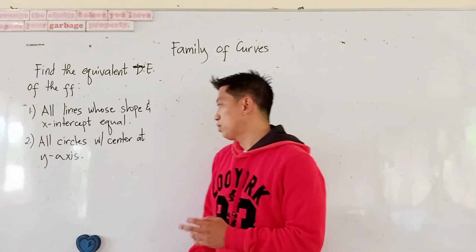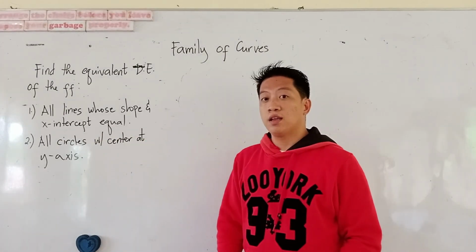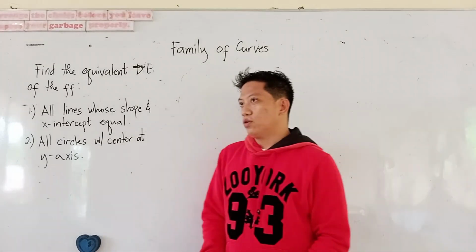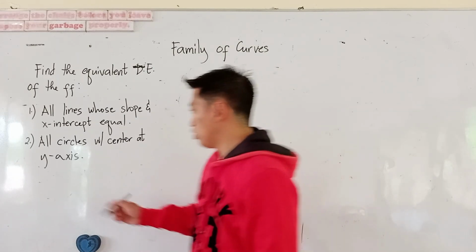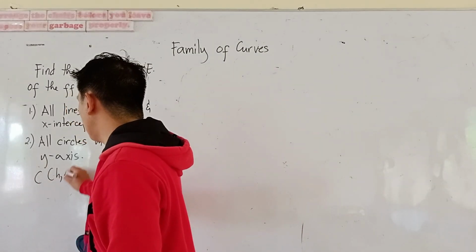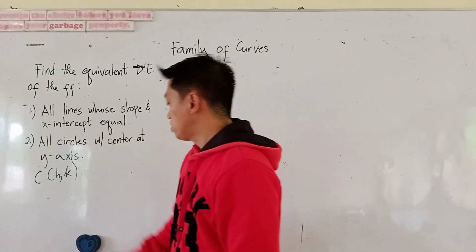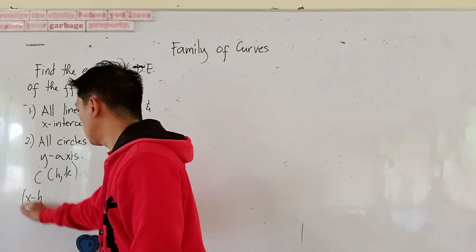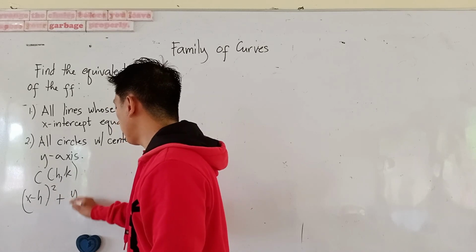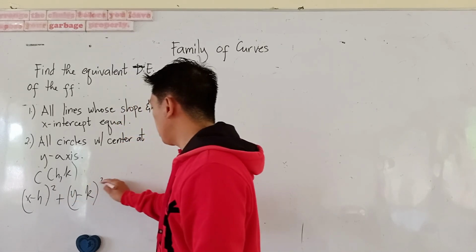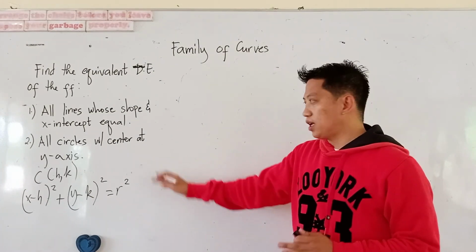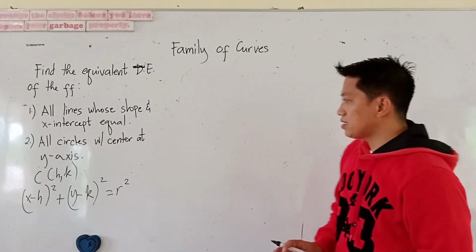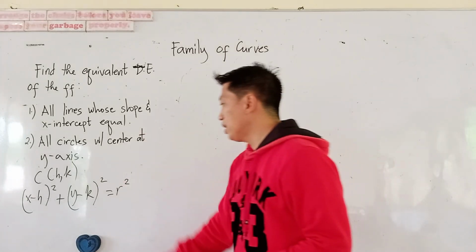Okay, for problem number 2 mga boss, all circles with center at y-axis. So ano ba yung equation of a circle center at hk? So ano ba yung equation natin if for circle is center hk? So we have x minus h quantity squared plus y minus k quantity squared is equal to r squared. That is if our center is at hk. But in the given, our center is at the y-axis.